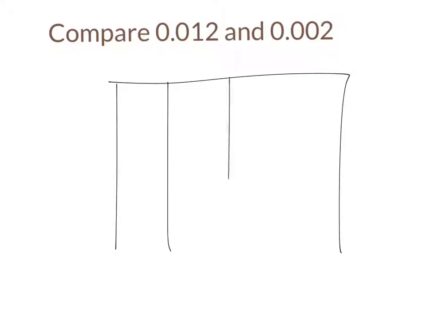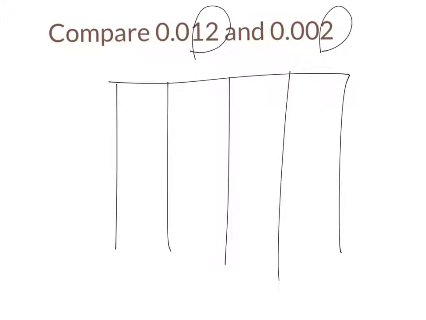Very good. I know that when I need to compare numbers, I need to draw a place value chart. So I'm going to do that. And I see here I have the number 12 and the number 2. So I'm going to write 2 and 12 like this. Is that correct?